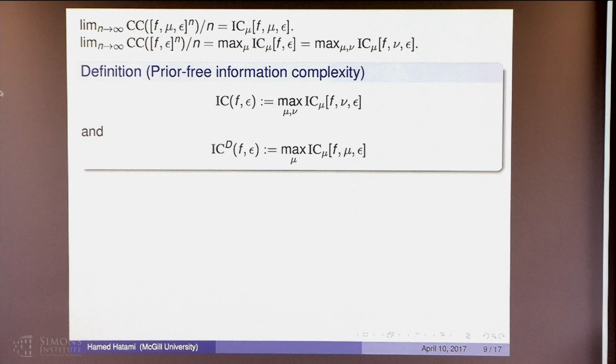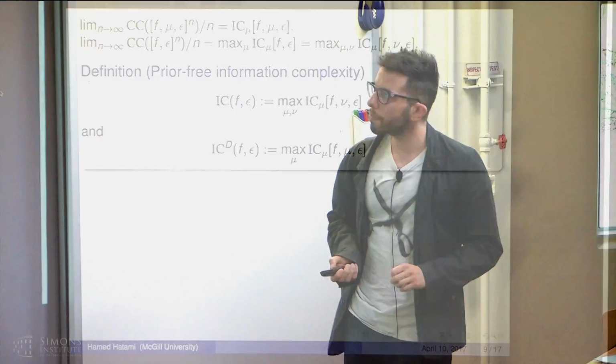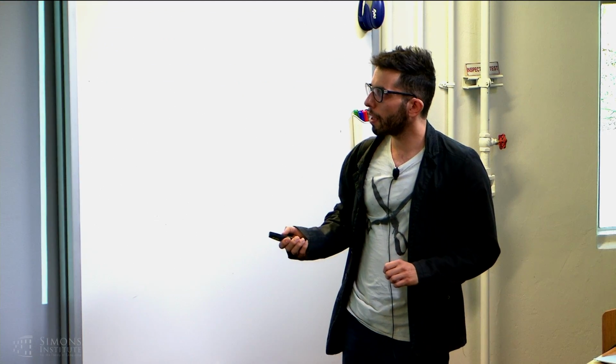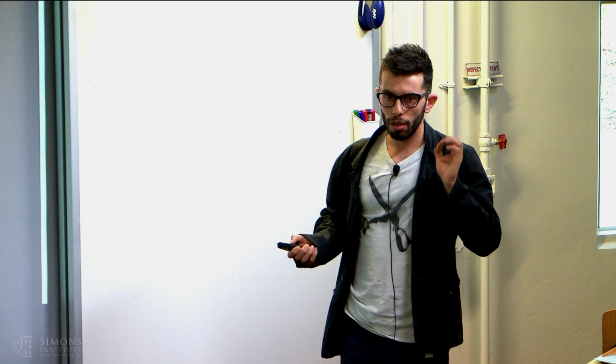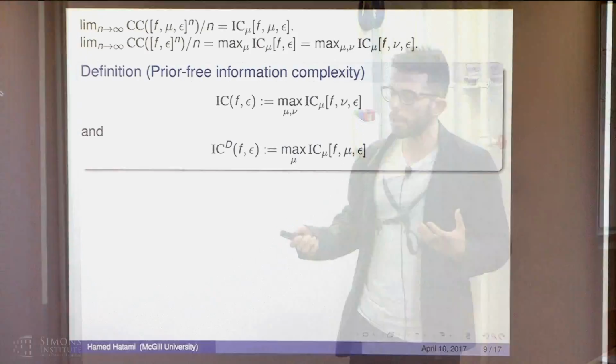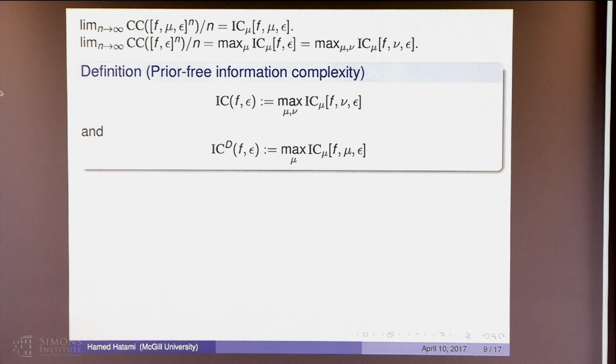Yes? I'm sorry, could you remind us, so mu and nu, what are the two? So nu is the error. So you sample the inputs from nu, and you want the probability that you're making an error to be at most epsilon when you do that. Now, mu is something that comes when you're measuring the information cost, right? Okay. All right, so from this, here we have the same thing.